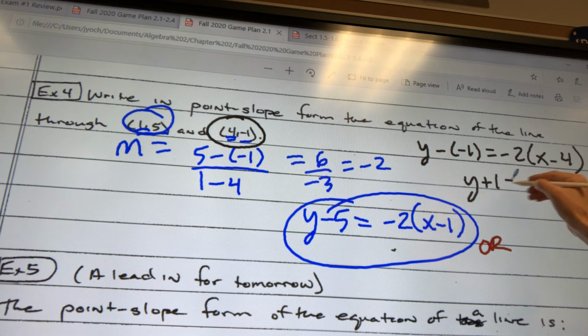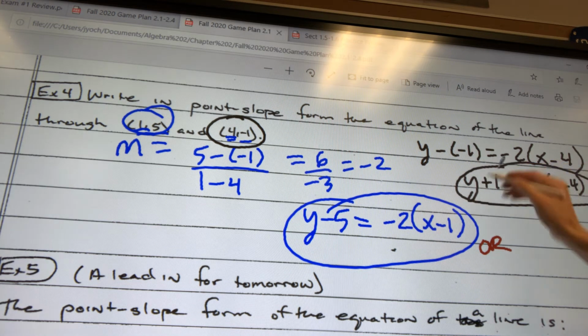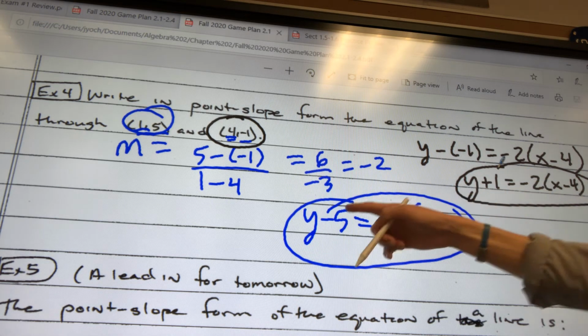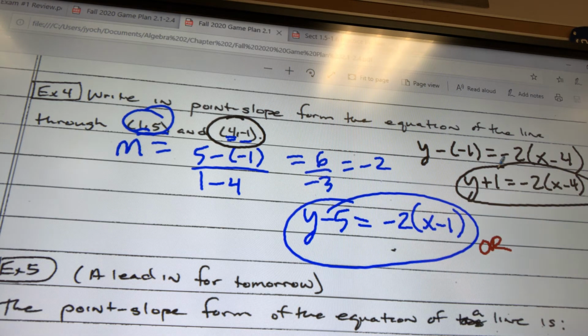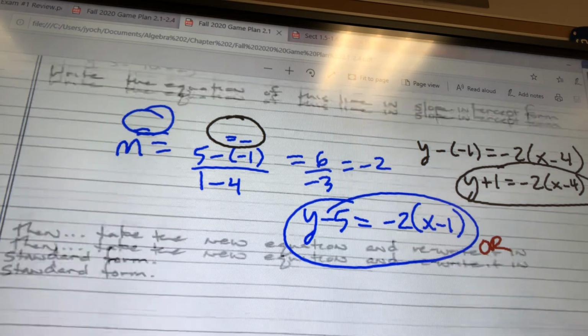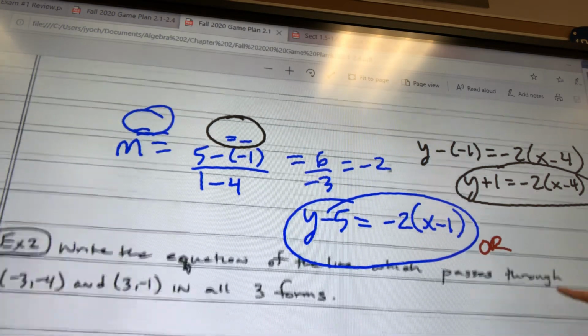All right, it doesn't matter. You could have 2 different answers here. Either or. All you got to do is distribute, add the 5 over, subtract the 1, and you'll get the same equation in slope-intercept form, y equals negative 2x plus 7. Same line, believe it or not. All right, I'm going to end here with your first video for this chapter on page 10.